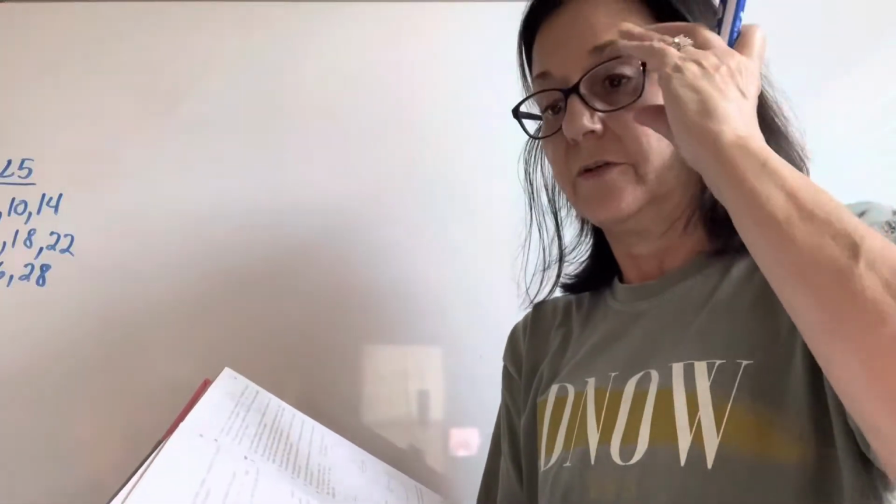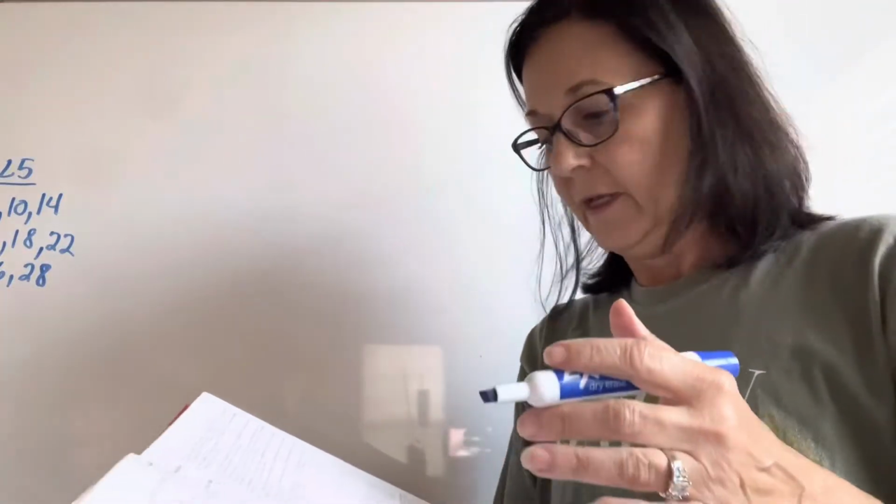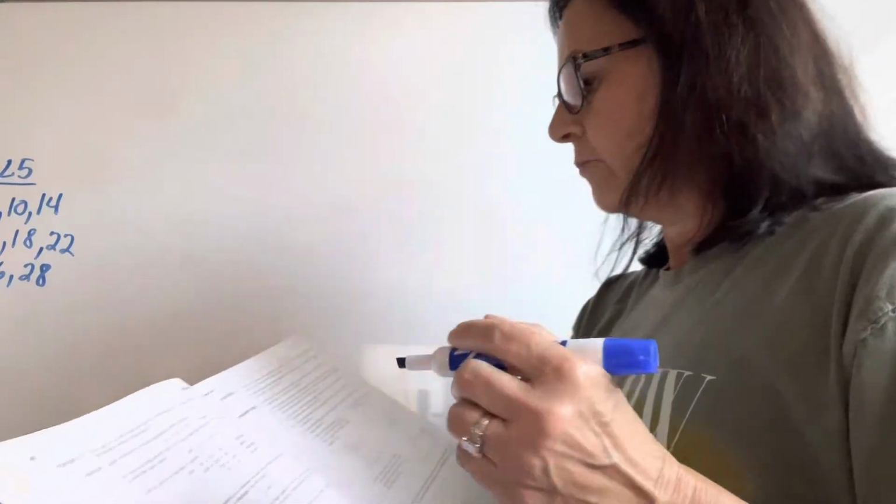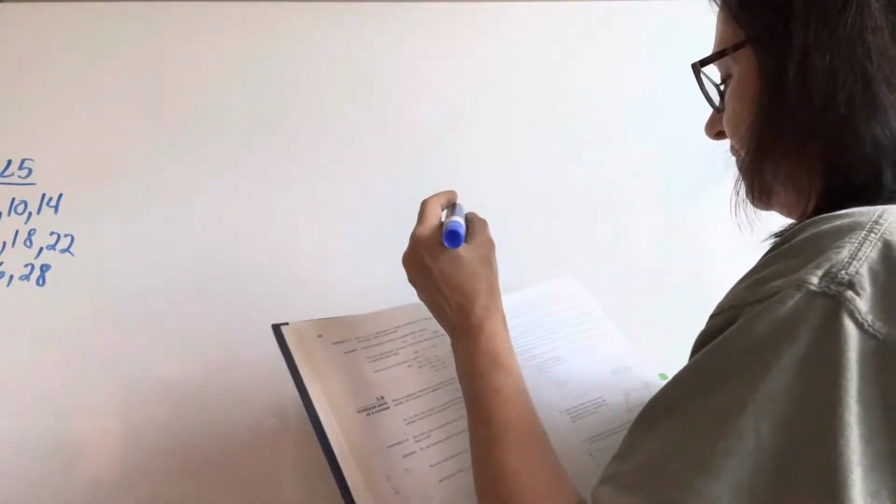This is Algebra 2, Lesson 5, homework help. I'm on page 41. We're starting with number 5.